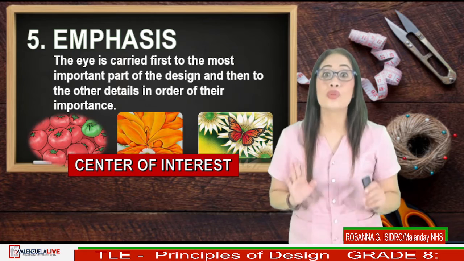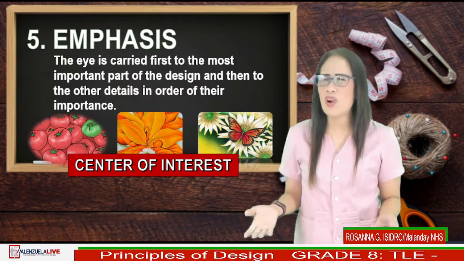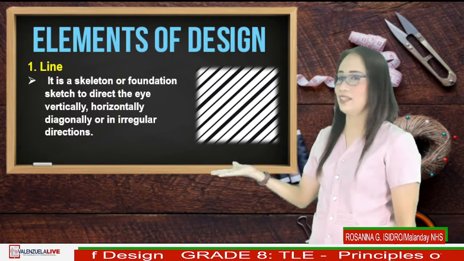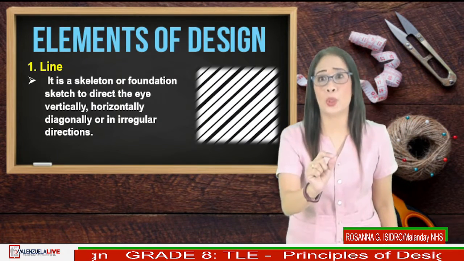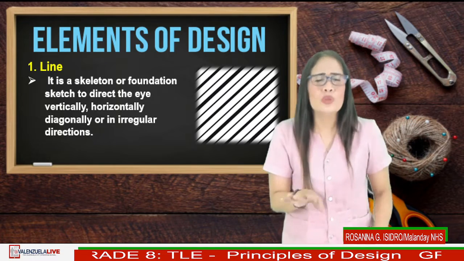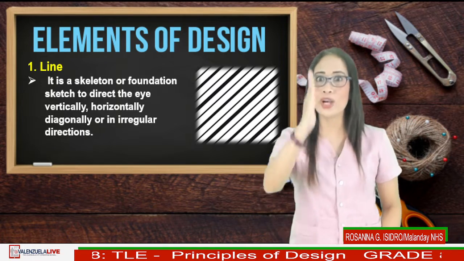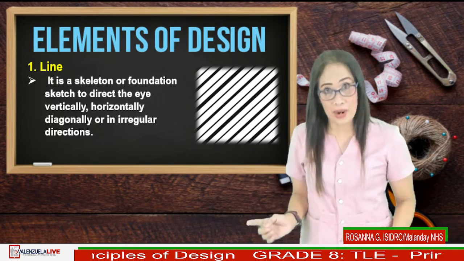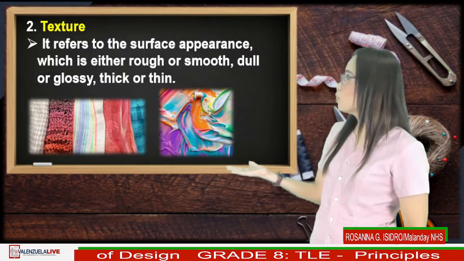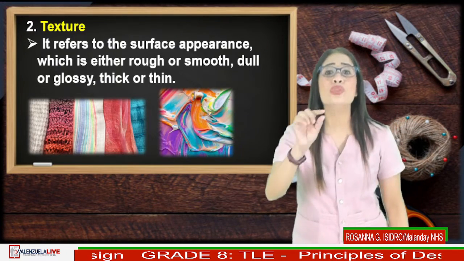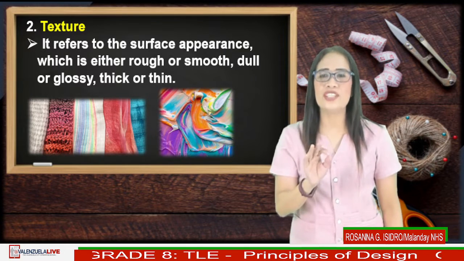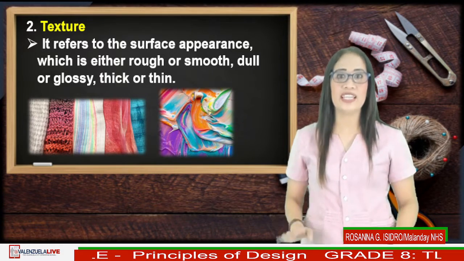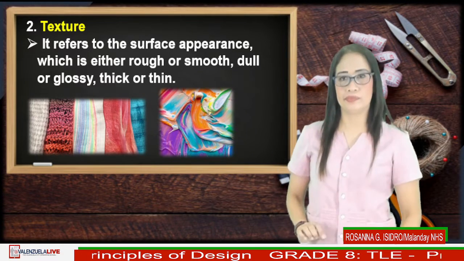Now, let's talk about what makes up a design, or the elements of design. The first one, line. It is a skeleton or foundation sketch to direct the eye in a vertical, horizontal, diagonal, or irregular direction. Second, texture. It refers to the surface appearance, which is either rough or smooth, dull or glossy, thick or thin.